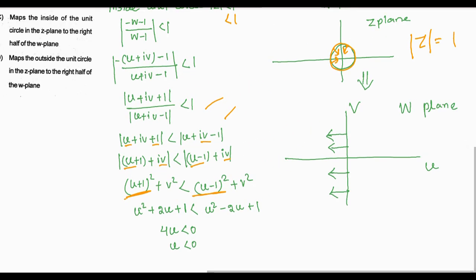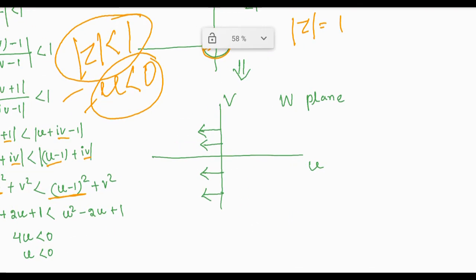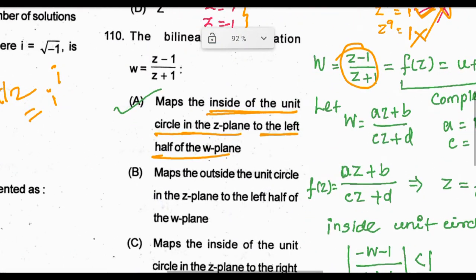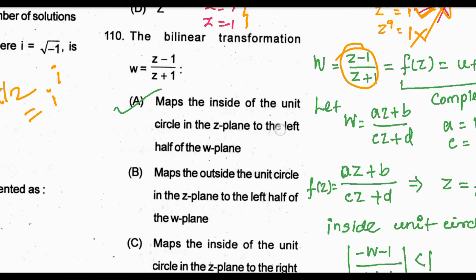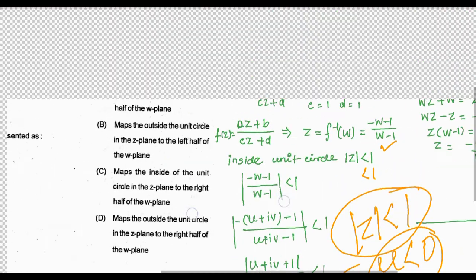It is concluding that if we take Z mod smaller than 1, it results in U being smaller than 0. That means this is the inside of the unit circle in the Z plane, and U is the value in the W plane. U and V are the parameters, and we are getting U smaller than 0. That means the left side of the W plane. So option A is the correct answer, because it maps the inside of the unit circle in the Z plane to the left half of the W plane.